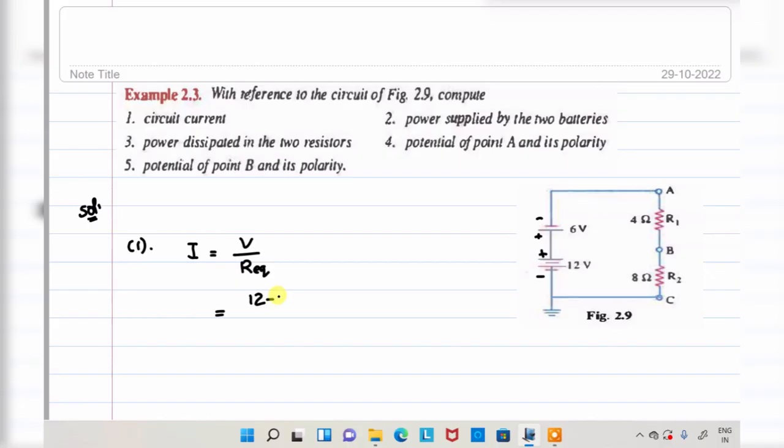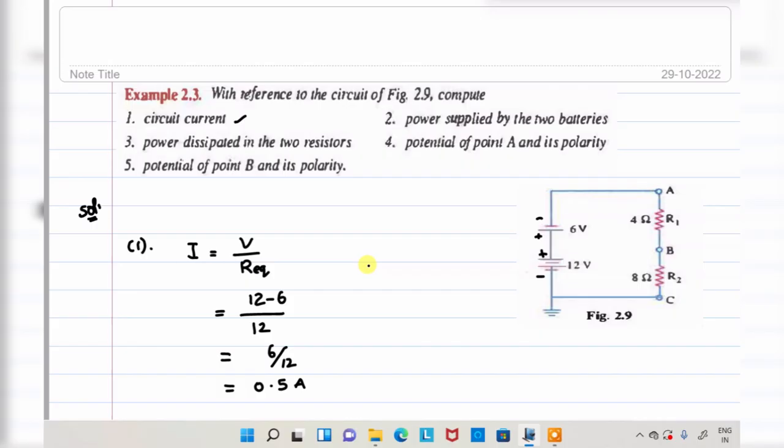Repel means subtraction in mathematical terminology. That means 12 minus 6. 12 is the highest potential. 12 minus 6 divided by, what about resistance? Resistance is in series, right? In case of series, 8 plus 4, that is 12. That will be equivalent to 6 by 12, 0.5 amperes. Okay, the first part is done.